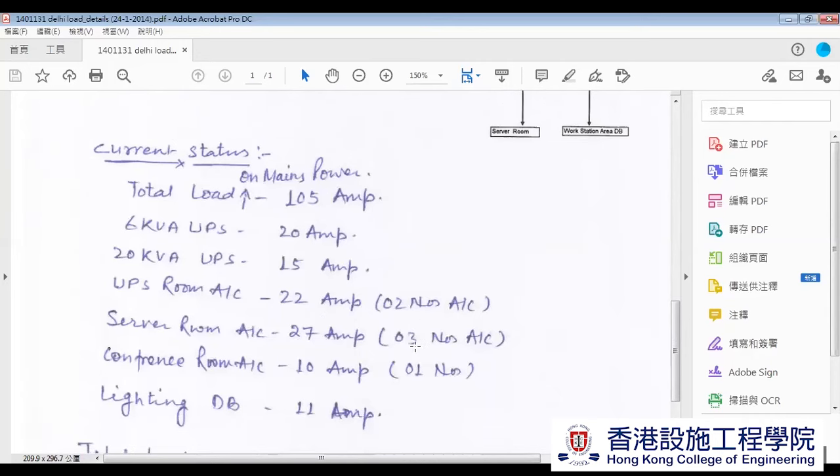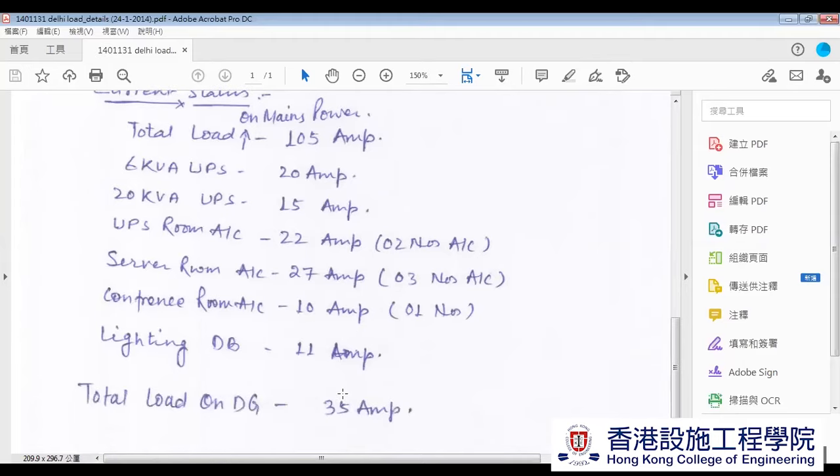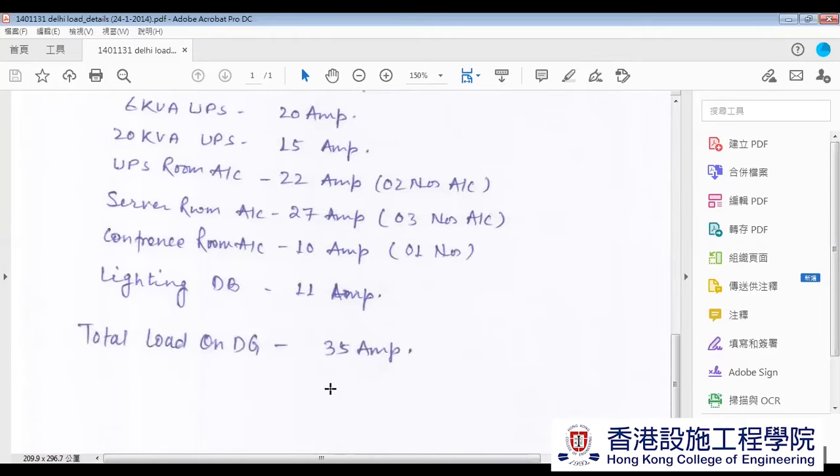Right, for example, the total load is 105 amp. The two 6 kVA UPS use 20 amp. The 20 kVA UPS also 15 amps, right? Of course, it looks like it's a single phase. This is a three phase, I believe. And UPS room air conditioning also uses 22 amp, right? Because the UPS itself needs air conditioning. Server room air conditioning 27 amps. Conference room air conditioning 10 amps. Lighting, and the total load on the genset again provides 35 amps. So this is a very small area.